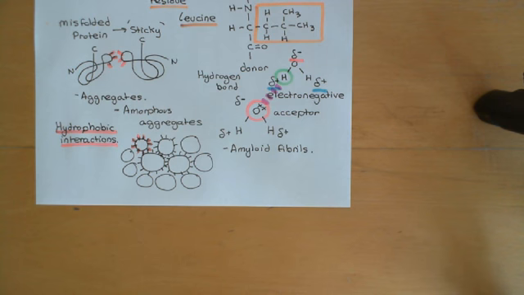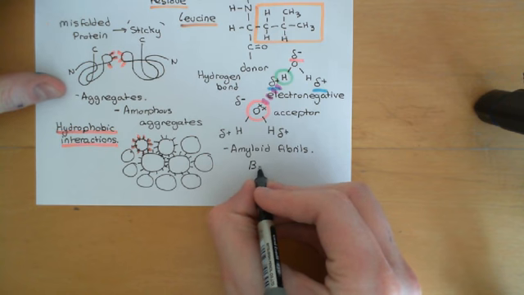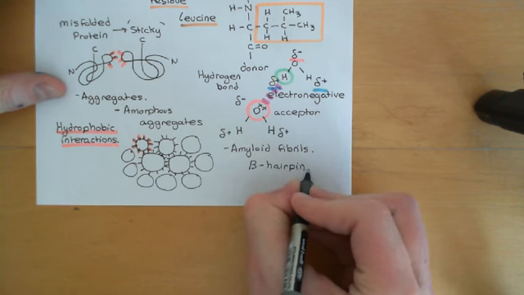So basically amyloid fibrils are formed from misfolded proteins, and the way they are formed is that the misfolded proteins produce a structure within them known as a beta hairpin. So this is the essential structure that underlies the formation of amyloid fibrils, a structure known as a beta hairpin.